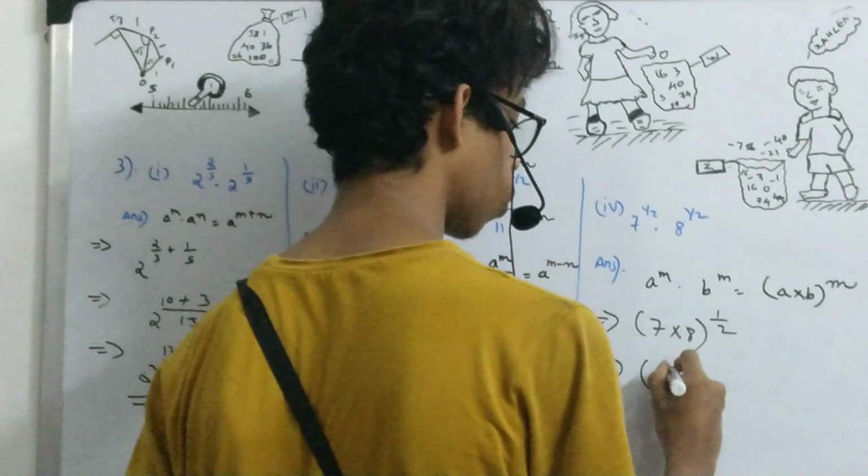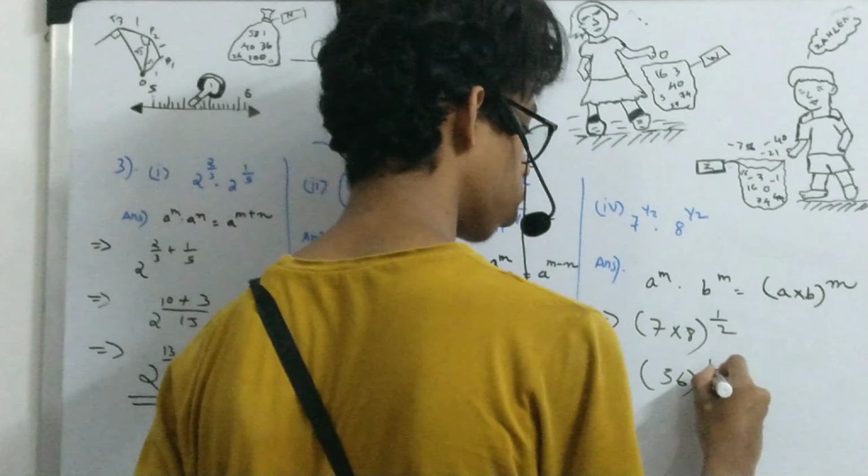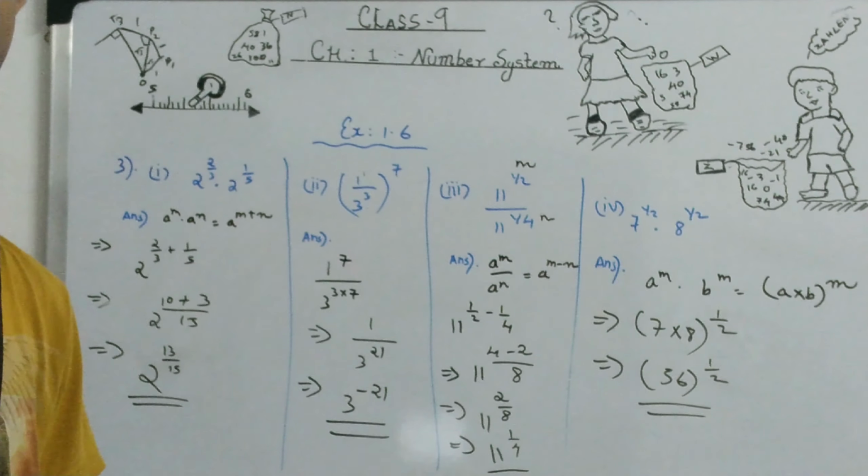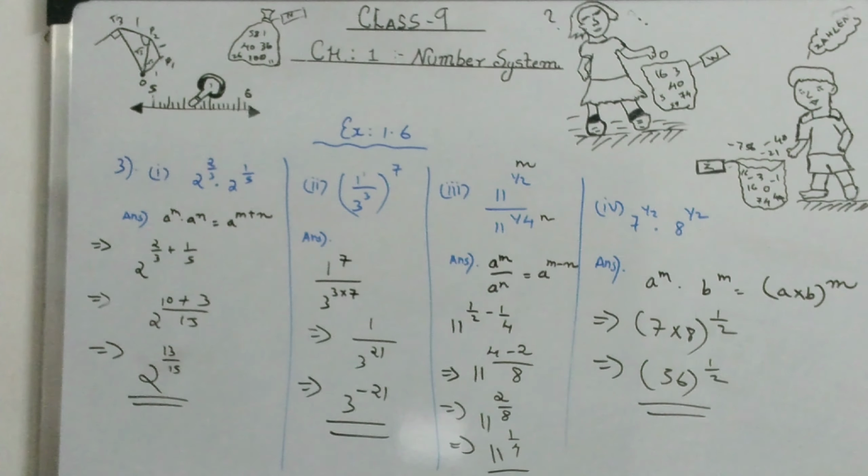You know 7 8s are what? 56, the whole raised to 1 by 2. Okay, this is your final answer. Okay, so you can please note it down.